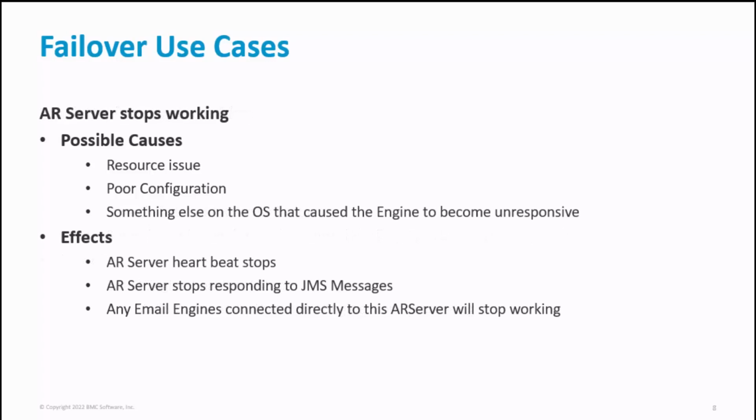Next scenario is that an AR server stops working. An AR server could stop working for a lot of different reasons. One is that there's a resource issue again. It could be that it's poor configuration, or there's something on the OS or the hardware that caused the service to stop. The effect of an AR server not working is that the AR server itself stops sending a heartbeat and it becomes inactive as well. If an AR server stops working, then it won't respond to JMS messages, and other servers in the server group will start taking over any operations that it owned. Any email engines that were connected directly to this AR server will stop working and emails won't go through.